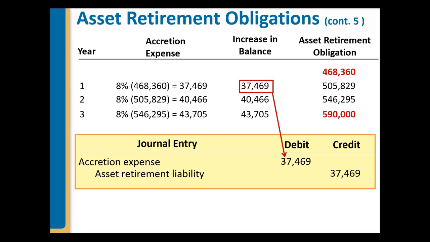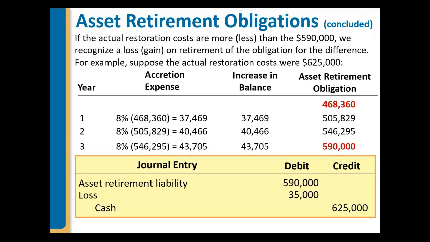So you see here that the journal entry to record the accretion expense for the first year is made by debiting accretion expense for $37,469 and crediting asset retirement liability for the same amount. So if the actual restoration costs are more or less than the $590,000, we're going to recognize a loss or a gain on retirement of the obligation for the difference.